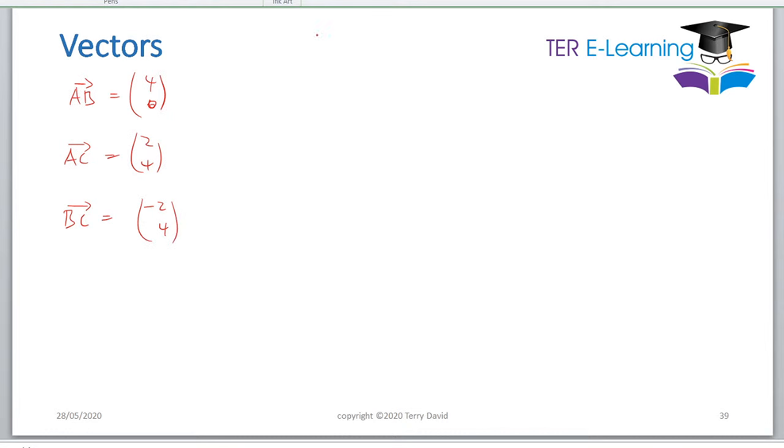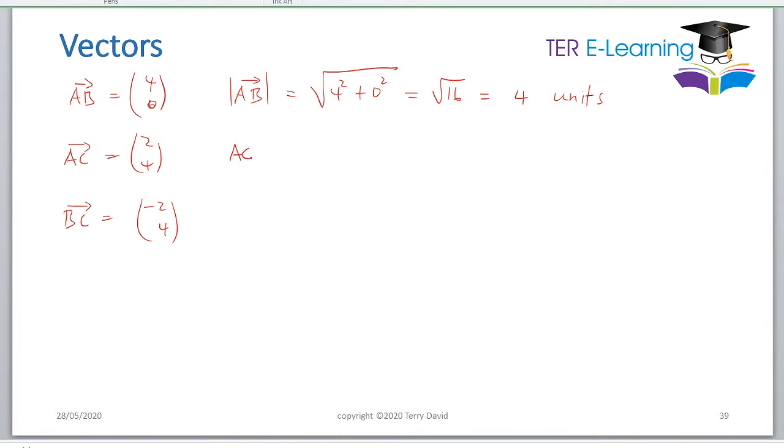So all we need to do is find the magnitude of AB, which is the length of AB. It will be equal to the square root of 4 squared plus 0 squared. Remember, I gave you all the formula to find the length. So this is the square root of 16, which is 4. So the length AB is 4 units.